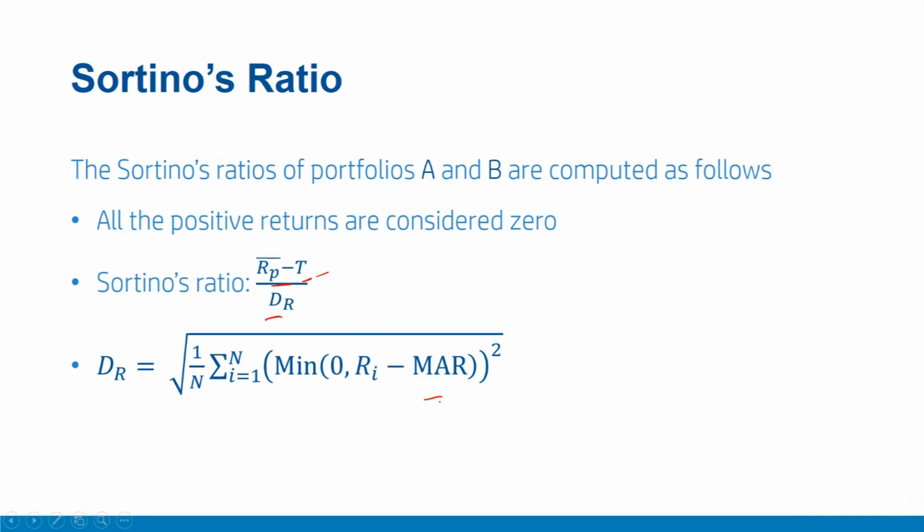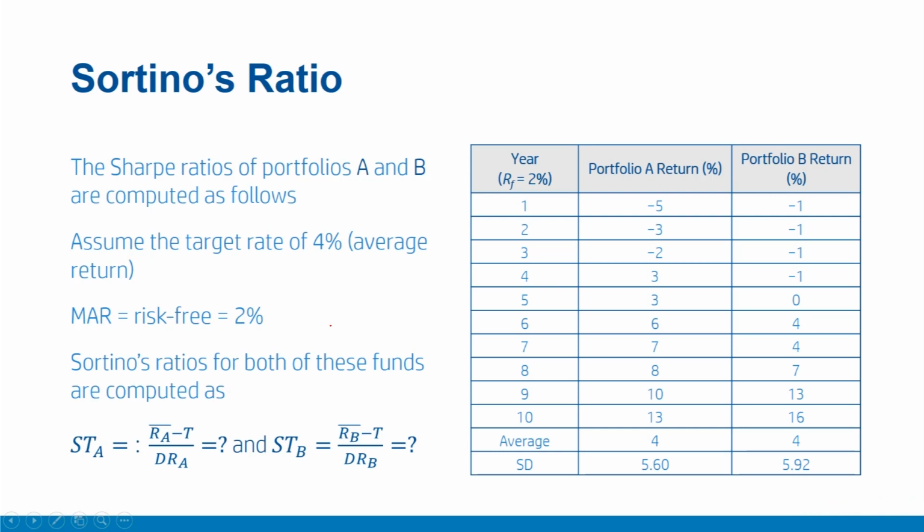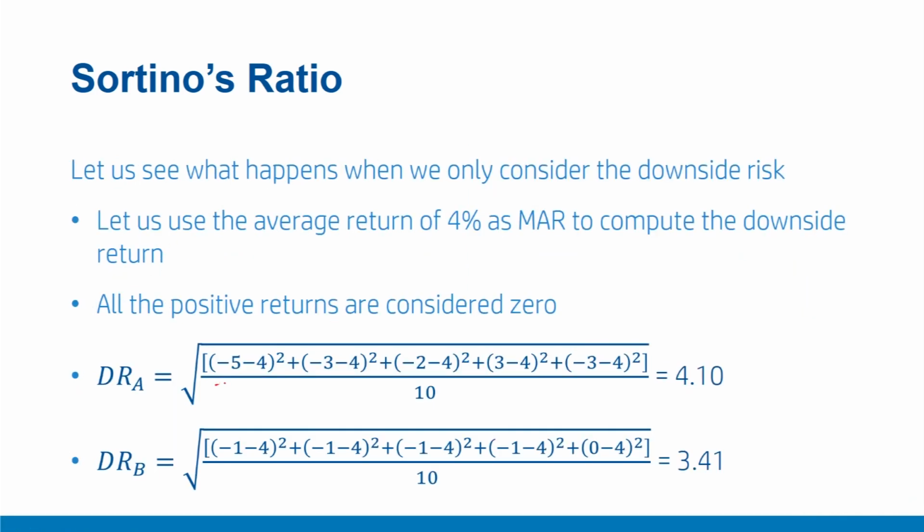And DR will be computed against MAR, the minimum acceptable return of 4%, while keeping all those instances where portfolio returns R_P for portfolio A and B are greater than 0 as 0. So here the target rate is 2%, MAR is 4%, and wherever the portfolio returns are positive, we are considering those instances as 0. So our downside measures of risk can be easily computed with this formula. Notice that we are only considering negative returns here for the computation of downside risk. We are considering all positive returns as zeros, only negative returns are considered, and based on that the computation becomes simple.